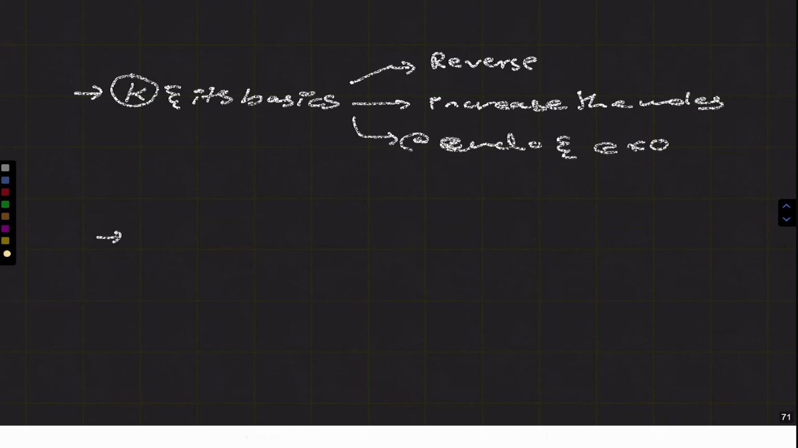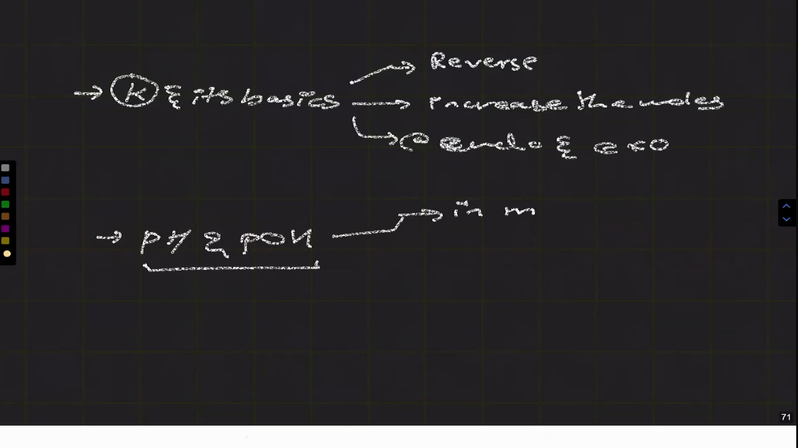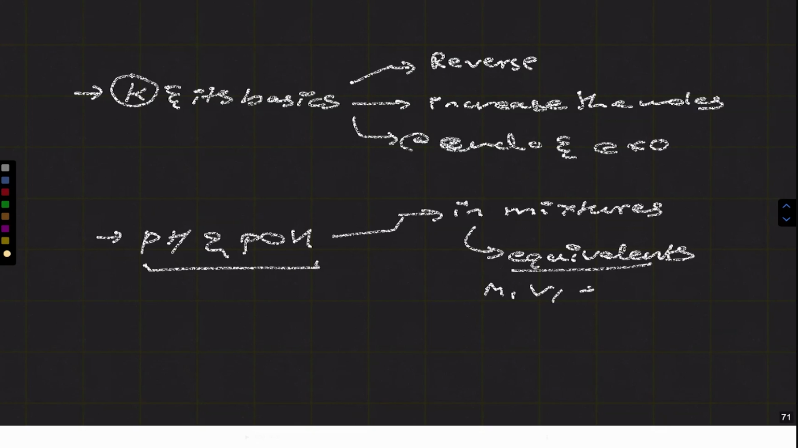The next most asked questions were around the concept of pH in ionic equilibrium, and pOH. Whenever you are trying to solve these questions in mixtures, just go into the concepts of equivalence: M1V1 plus M2V2, or M1V1 minus M2V2 if it is an acid-base combination, and for base-base or acid-acid, M1V1 plus M2V2. The basic logic is that equivalents should be equal on both sides.